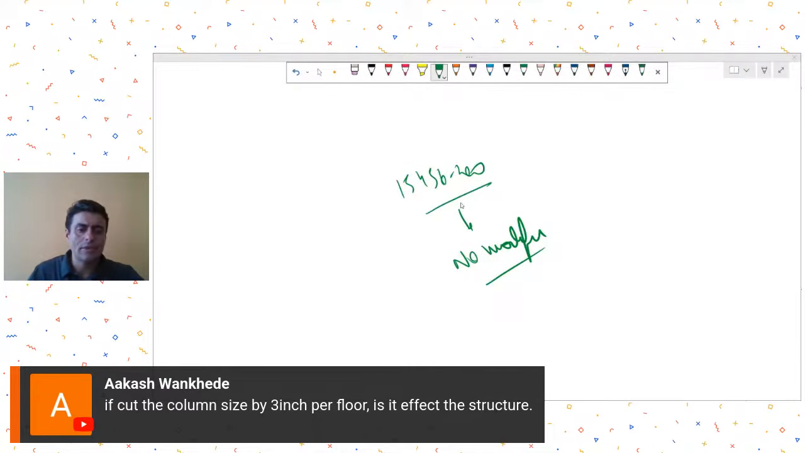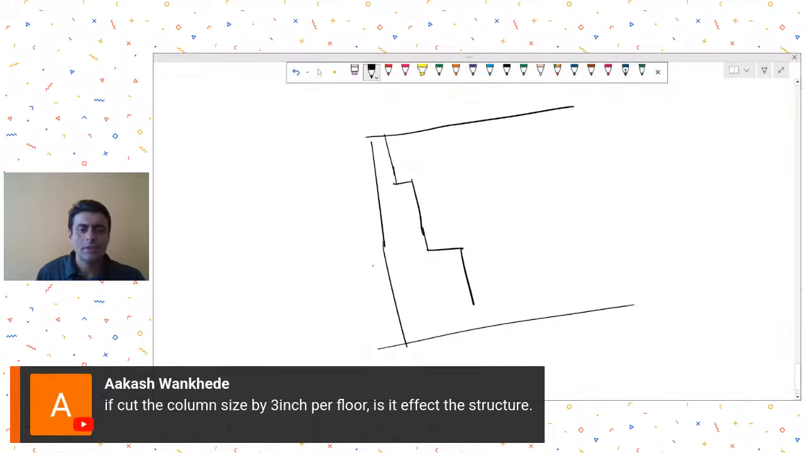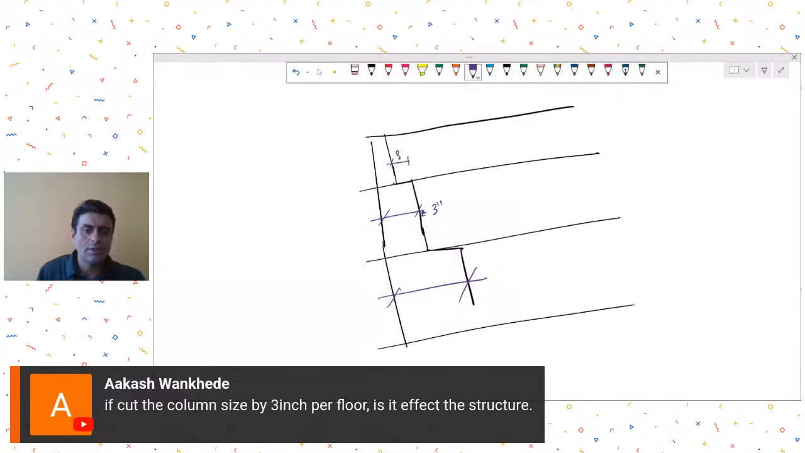Mr. Akash Wankede is asking, if we cut the column size by 3 inch per floor, will it affect the structure? Yes, the stiffness of column will change. The column stiffness will change. So you will have to consider the effect of changing stiffness. Let's say in elevation, I'm trying to draw this. Of course, this is quite an exaggerated diagram. So he's saying at this level his column size is this, then he cuts down by 3 inches, and he further cuts it down by 3 inches. So will it affect the structure? Of course the stiffness gets affected, so the analysis will get affected by it.